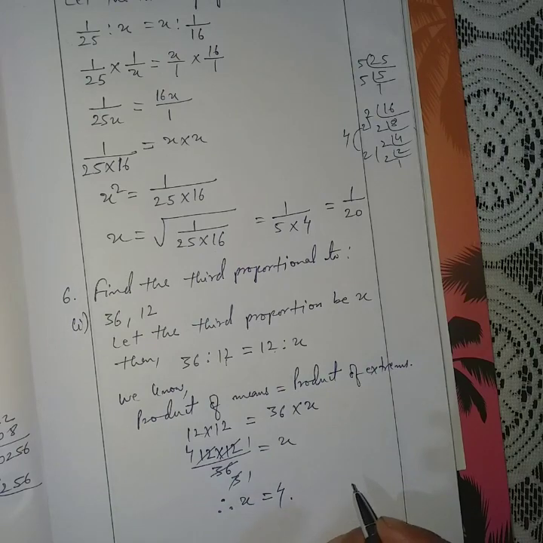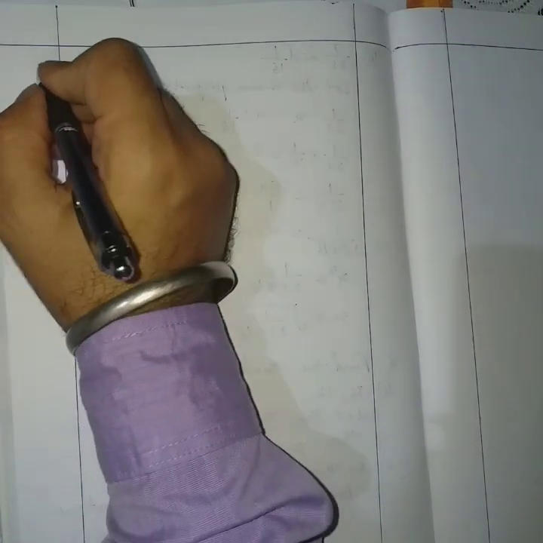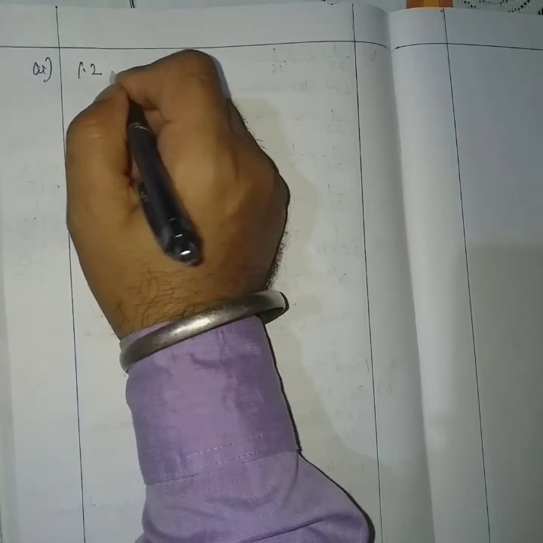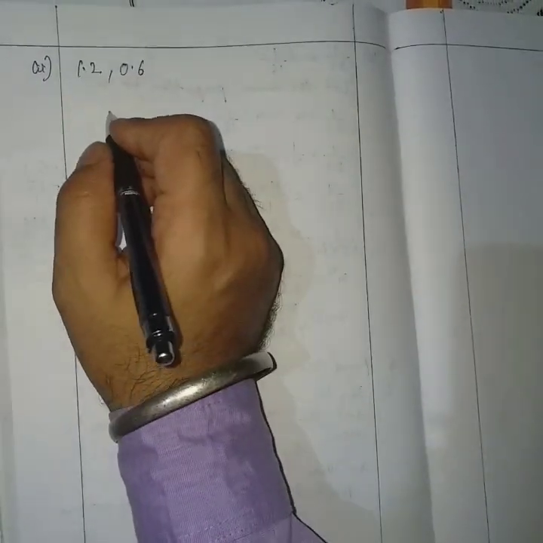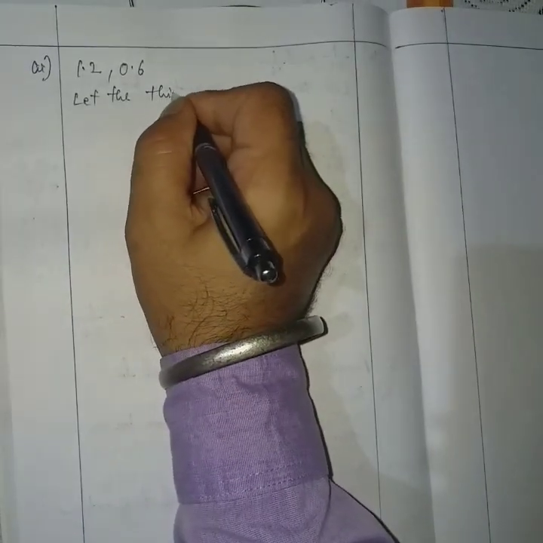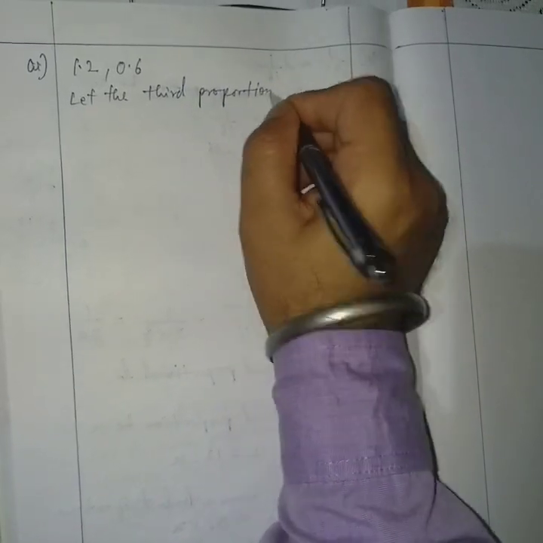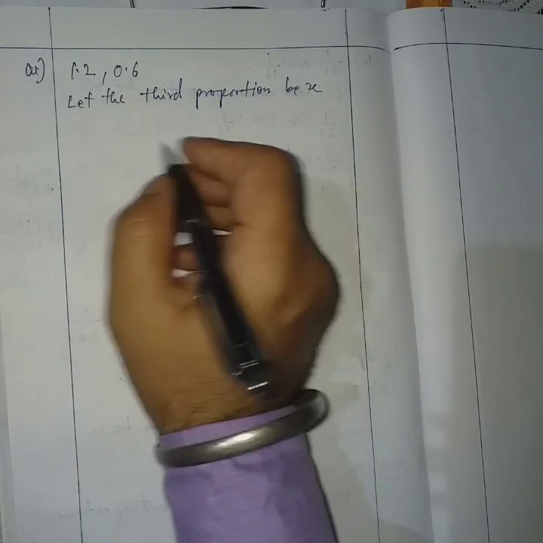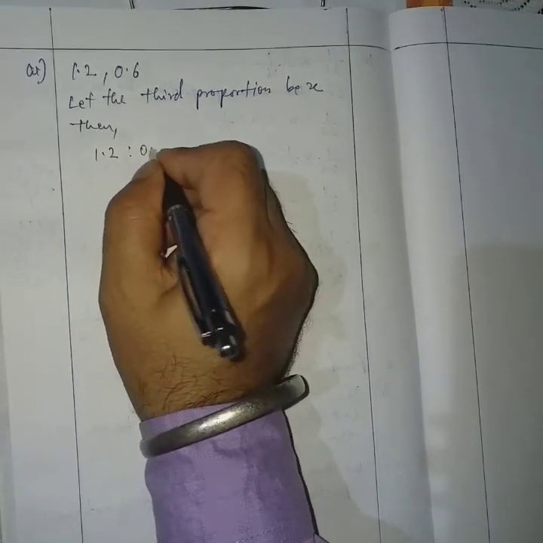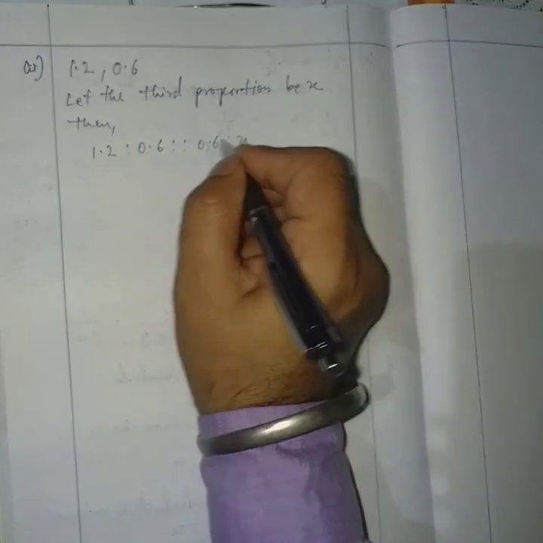Question number 2 now. 1.2, 0.6. We are finding the third proportion. Let the third proportion be x. Then if they are in proportion, we can write 1.2 is to 0.6 is as 0.6 is to x.